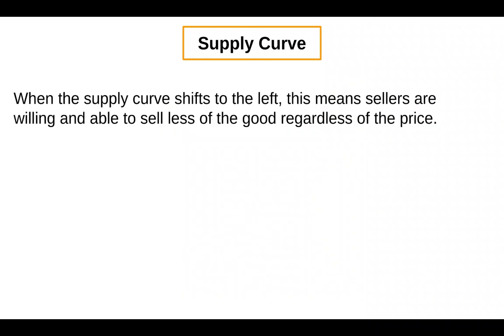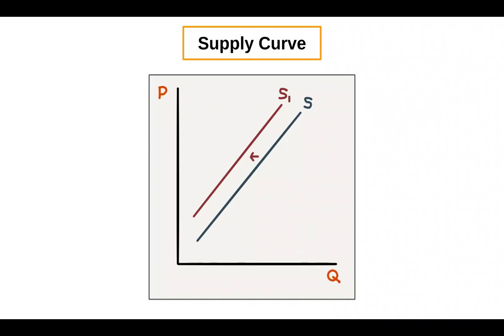So when the supply curve shifts to the left, this means sellers are willing and able to sell less of the good regardless of the price. So once again, left means less. This is a good thing to remember when moving the curves. So what we see here is supply moving to the left.